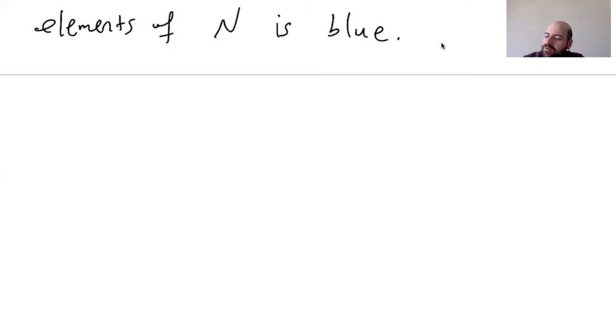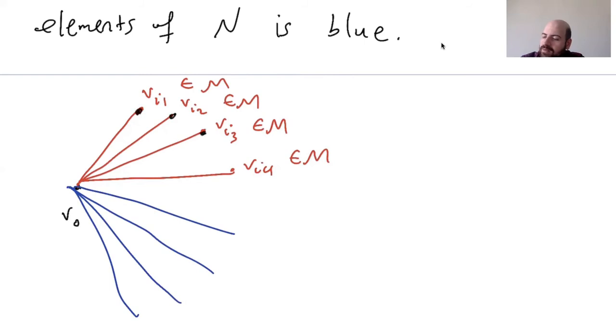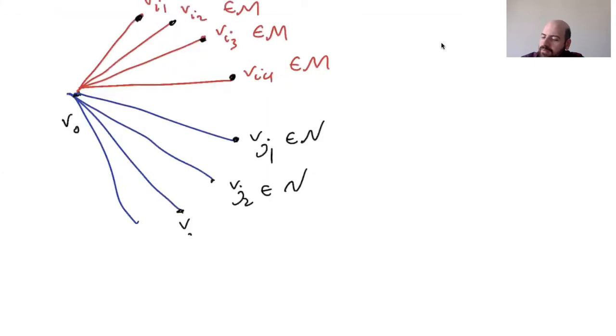Okay, so let me draw a picture for you here. See, this is, for example, V naught. There are some red edges and some blue edges. Let's call these Vi1, Vi2, Vi3, Vi4. These are elements of M, so I'm going to put them in M. The vertices have no color themselves, so we draw them in black. And then I have Vj1, Vj2, Vj3, Vj4, which I put in N, and so on.